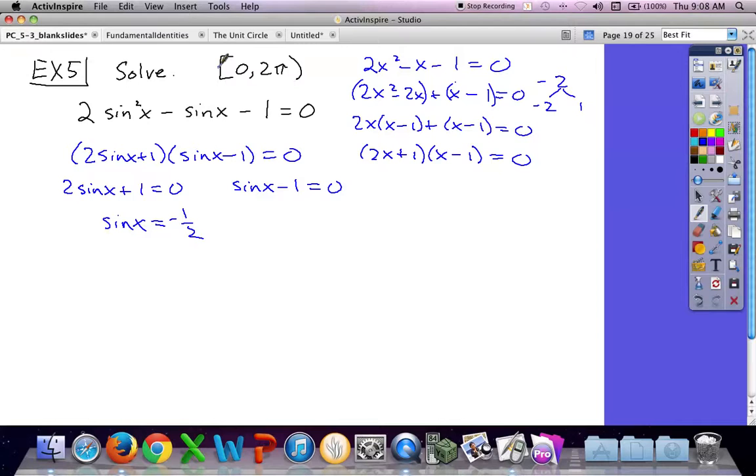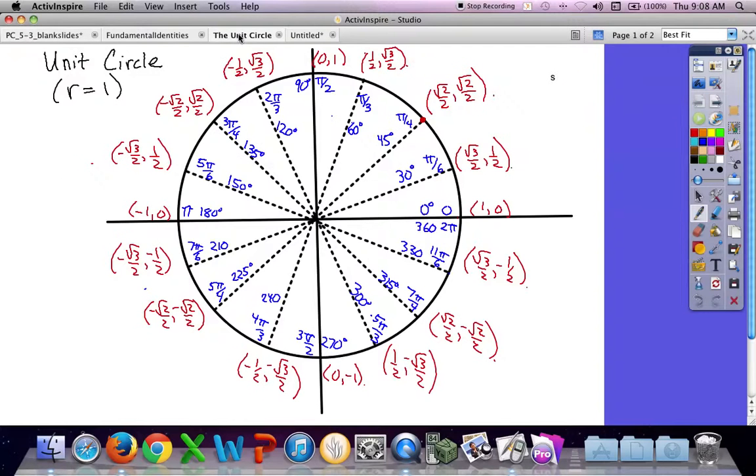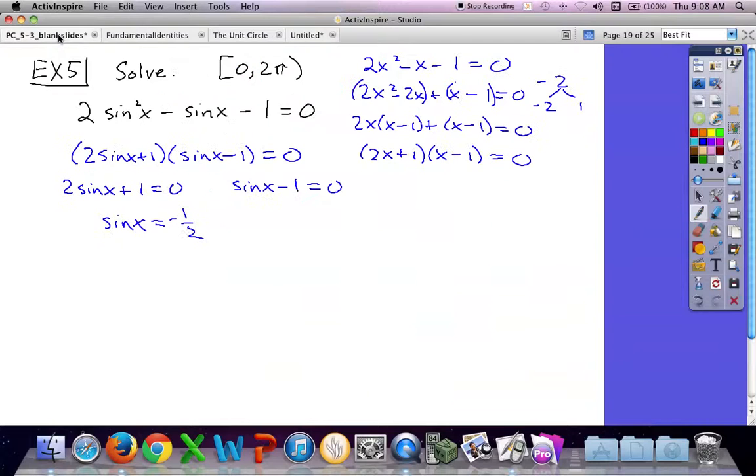Where does sine x equal negative 1/2? Everywhere between 0 and 2 pi, and that is a unit circle. Where does the sine equal negative 1/2? 7 pi over 6 and 11 pi over 6. So those are your two answers from this one: 7 pi over 6, 11 pi over 6.